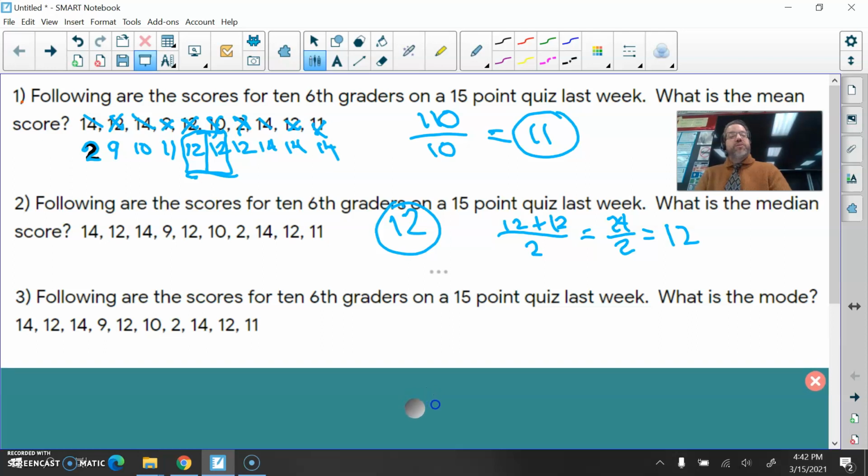Number 3, same scores. What is the mode? The mode is the number that is the most common or the most frequent in the data set. Which of these numbers appears more often than the others? 14 appeared 3 times. 12 appeared 3 times.